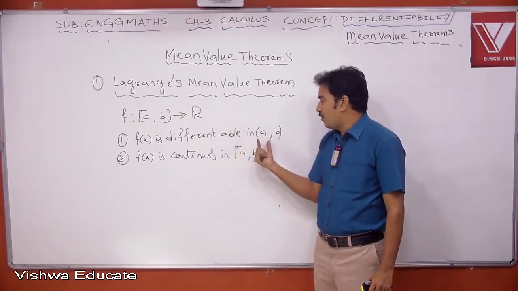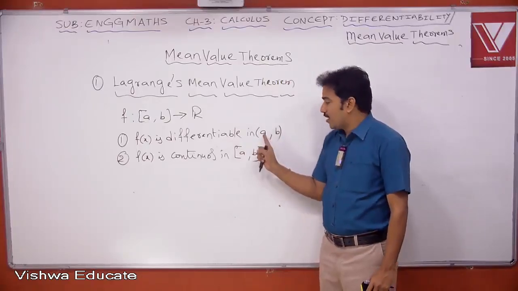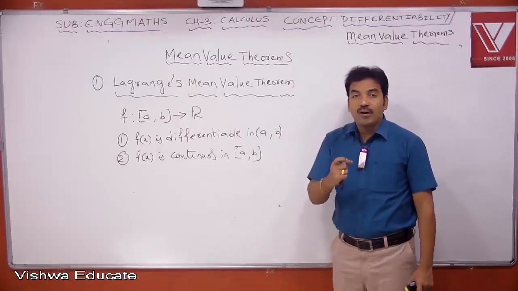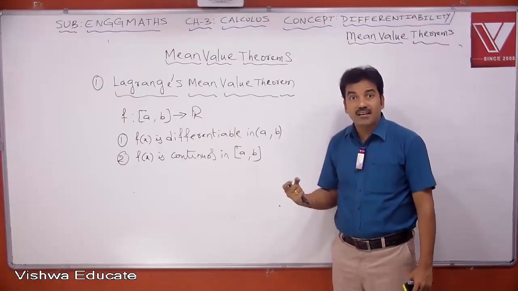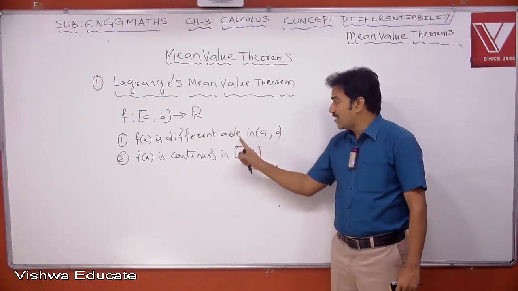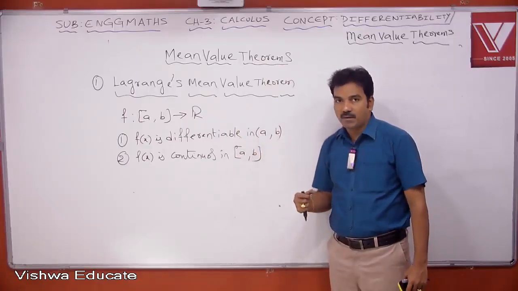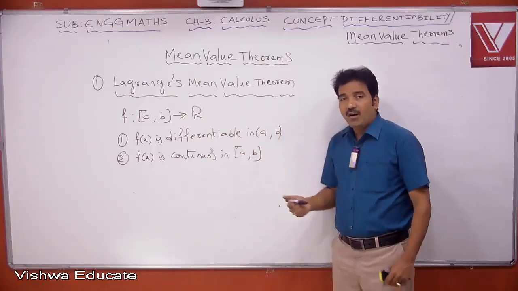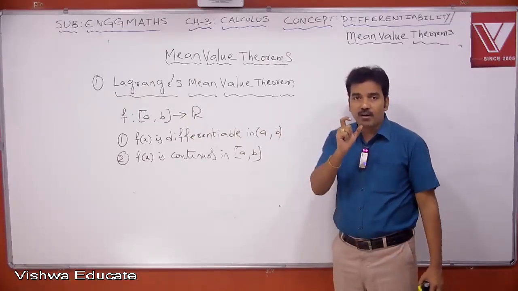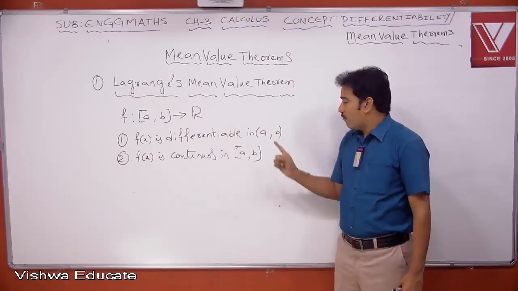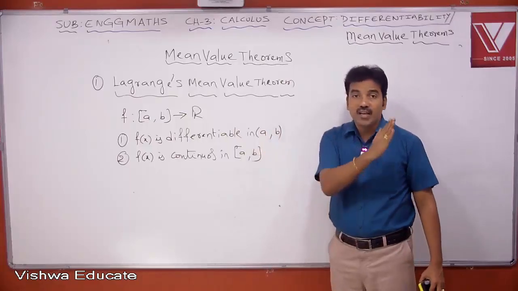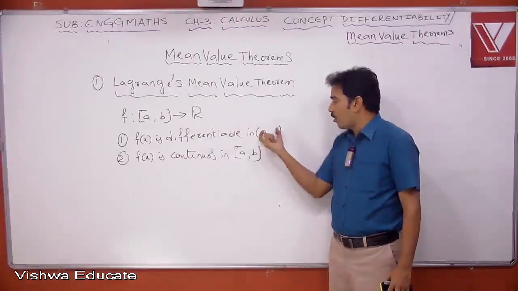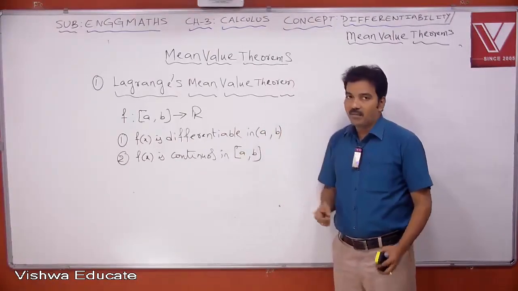Here I am saying that it is differentiable in open interval (a, b). So a is not included, even b is not included, but at all points in between a and b, the function has a finite derivative. That's why we are saying that it is differentiable in open interval (a, b). If you take a value 2 and b value 3, f(x) in open interval (2, 3) has a derivative at all points above 2 and below 3.